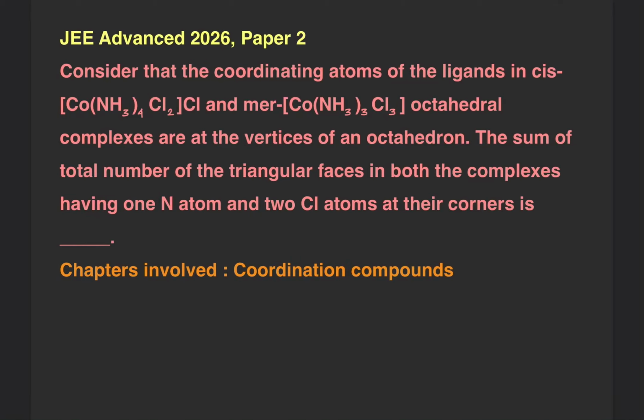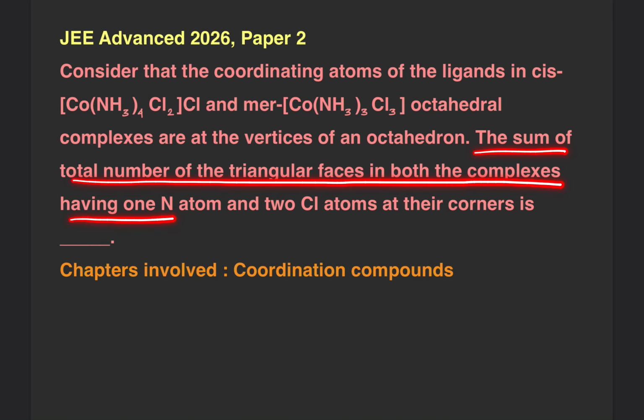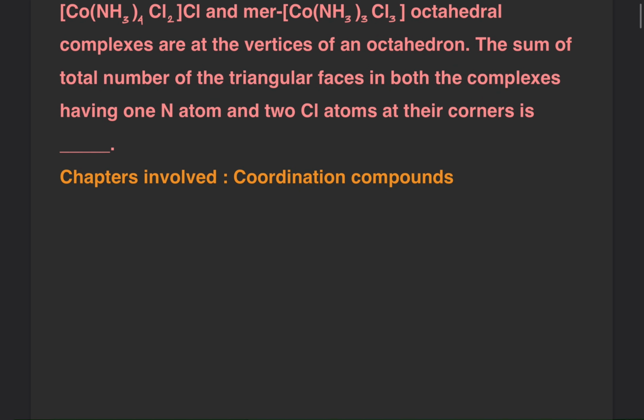Hello everyone. So this is a question from JEE Advanced 2026 paper 2. Consider that the coordinating atoms of the ligands in cis-[Co(NH3)4Cl2]Cl and mer-[Co(NH3)3Cl3] octahedral complexes are at the vertices of an octahedron. The sum of the total number of triangular faces in both the complexes having one N atom and two Cl atoms at their corner is. So the chapter involved is coordination compounds.